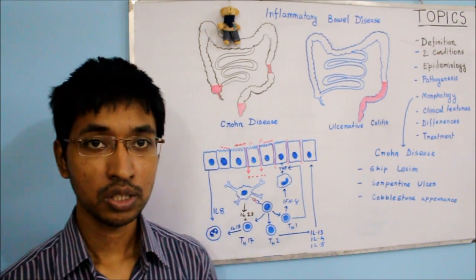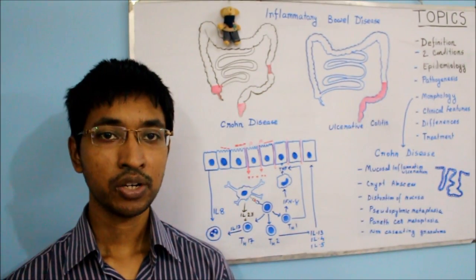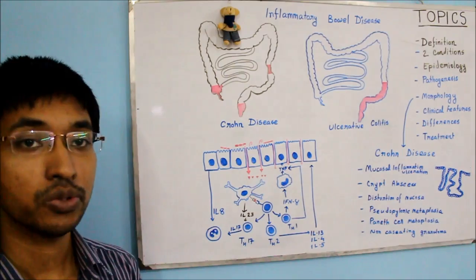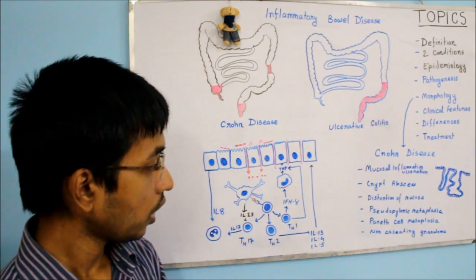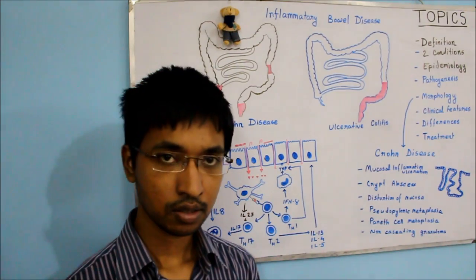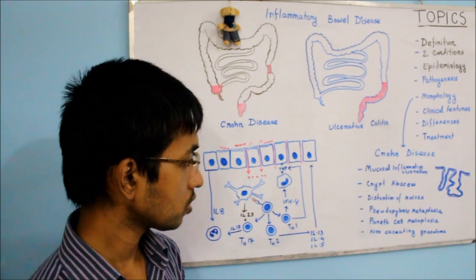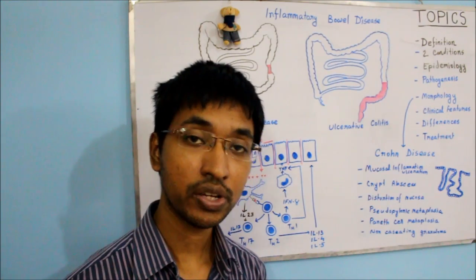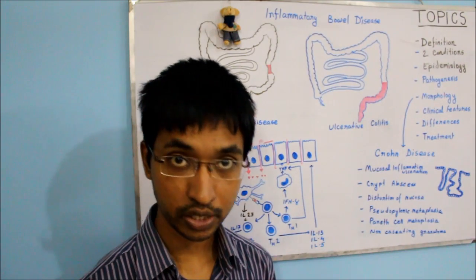So now we will move on to the microscopical findings of Crohn's disease. Regarding the microscopic morphology of Crohn's disease, these are the important features that we will see. So there will be mucosal inflammation and ulceration, and also there will be cryptitis. Now what do we mean by cryptitis? Clusters of neutrophils within the intestinal crypts are known as cryptitis, and repeated destruction and regeneration of the intestinal crypts will result in distortion of the mucosal architecture.